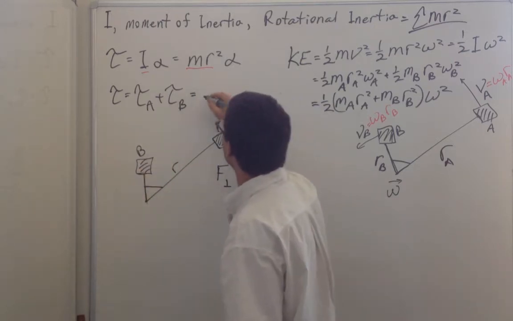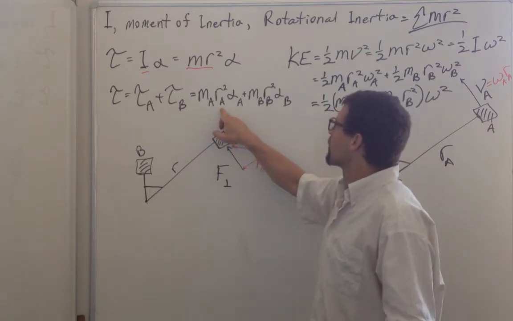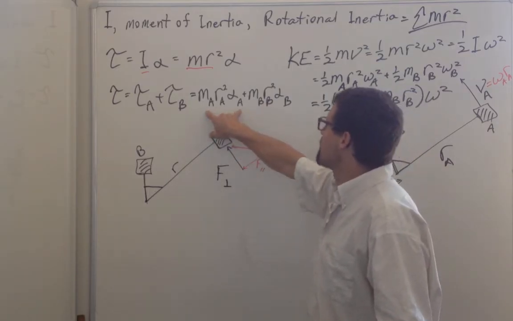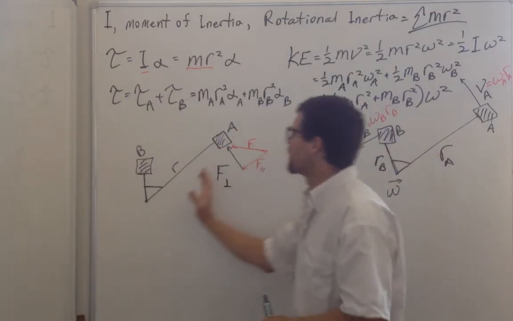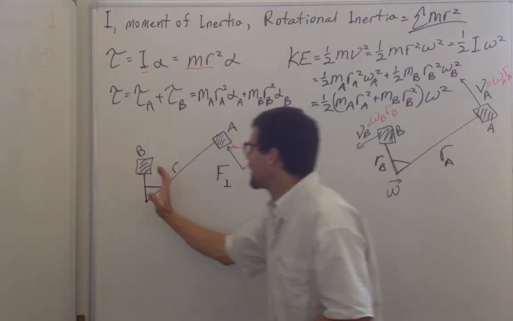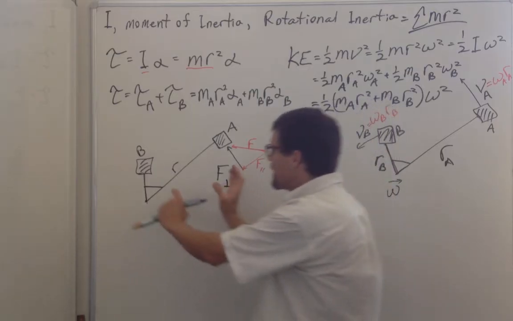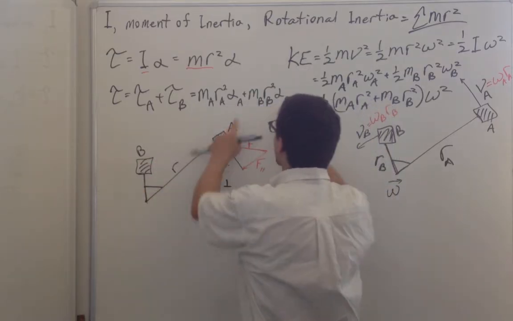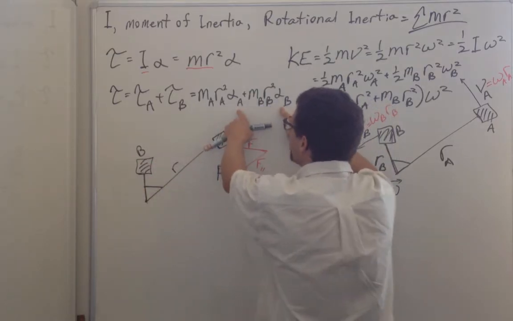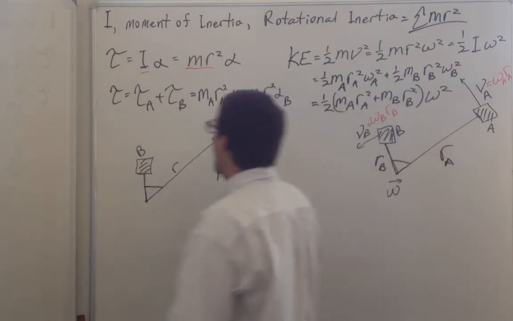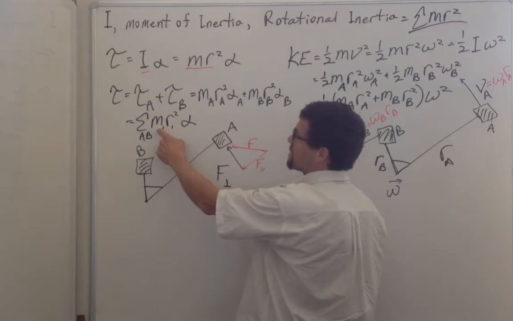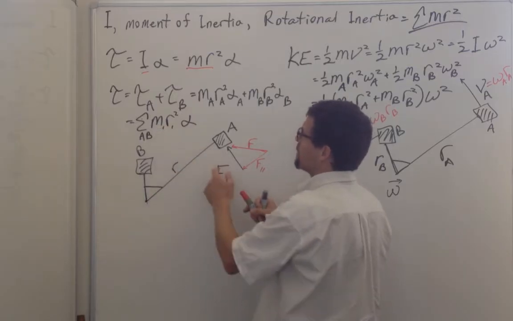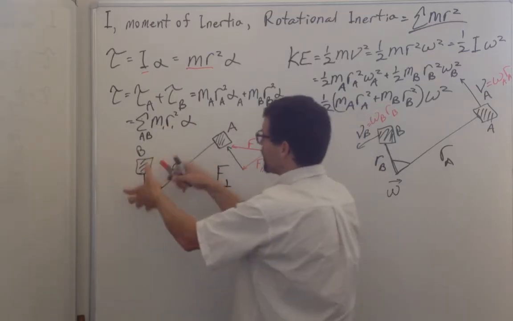And you're going to end up with mass A times r squared A times alpha A, the torque necessary to accelerate this guy, plus the torque necessary to accelerate B in this direction. But because it's a solid body, their rotational acceleration is the same. And I can pull that out. I end up with the sum over A and B of mass times radius squared times alpha of the system.